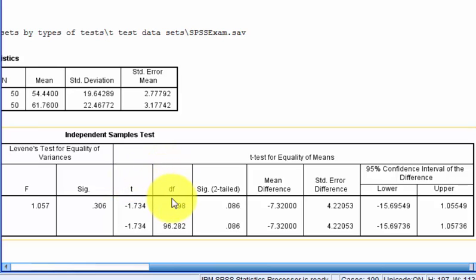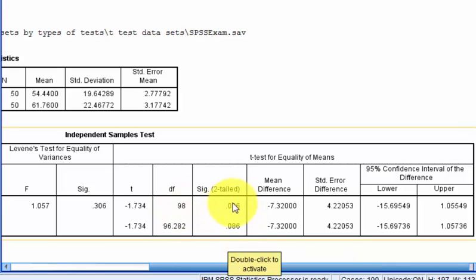There's the degrees of freedom. So that tells me right off the bat what the sample size is. Degrees of freedom is the total number of people minus the number of groups. So we have 100 people in this study, right? 100 minus 2 groups is 98.